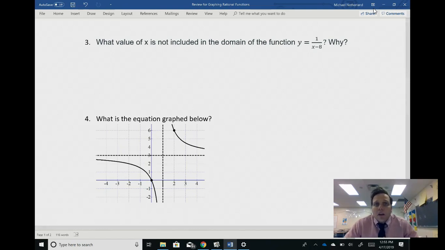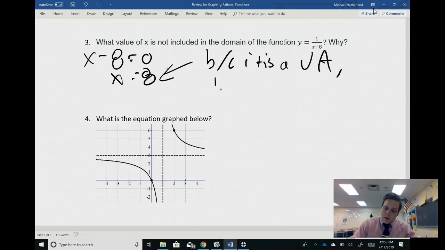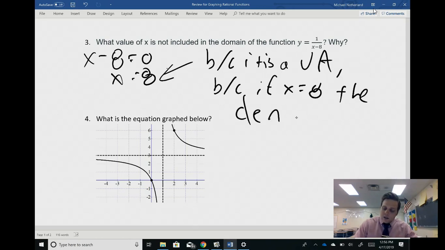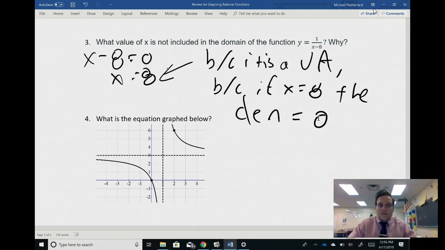So first off, remember that domain is all possible x values. Looking at this function, is there a possible x value that isn't going to work? Yes, there is. It's 8. Because if x equaled 8, what would you get down here? You get a 0. Can you divide by 0? No. So 8 is not going to be in the domain because it is a vertical asymptote, because if x equals 8, the denominator would equal 0, which isn't possible because I cannot divide by 0.